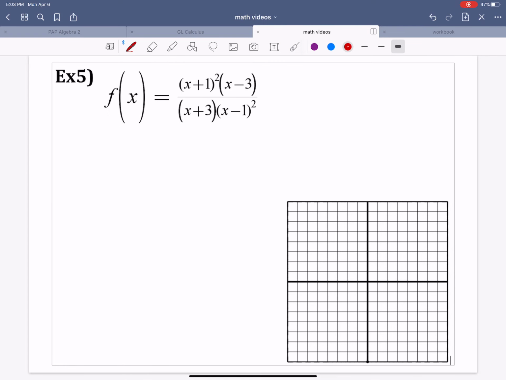One final problem together. Here we go. f(x) equals (x plus 1) squared times (x minus 3) all over (x plus 3) times (x minus 1) squared. Now this one's already factored for you, to be nice. Notice there's nothing that cancels out here, so there is going to be no hiatus point. Now, for the vertical asymptotes, there's going to be more than one. Set each element in the denominator equal to 0 and solve. We get x equals -3, and we get x equals 1.